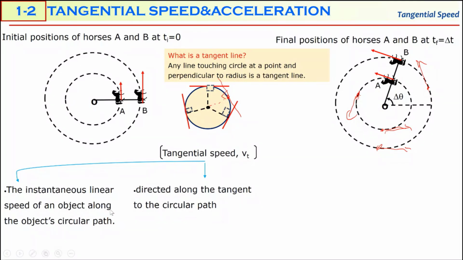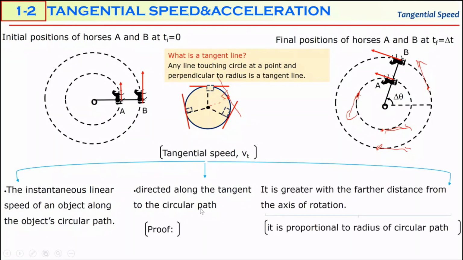So it is directed along the tangent to the circular path. And this tangential speed is greater with farther distance from the axis of rotation. Which horse has a greater speed, B or A? Of course B. I drew B longer than A, as you see, because it's on the outside. The horse on the outside is moving with a greater tangential speed than the horse which is inside. So that's why tangential speed of horses is proportional to the radius of the circular path. In here, the radius is shorter, but in here, the radius is longer.